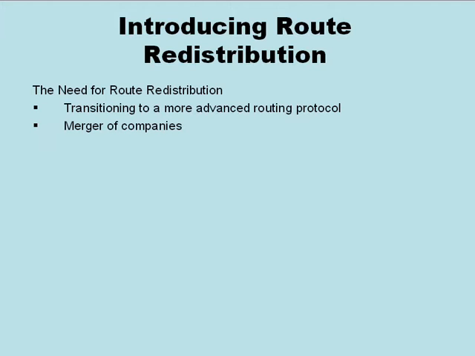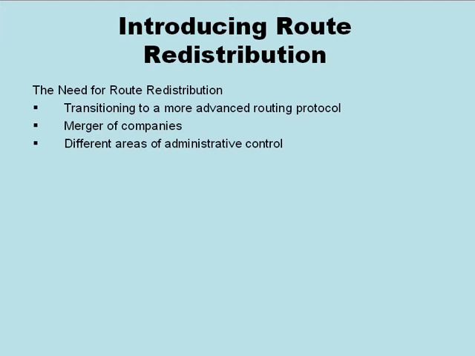And even without the merger of companies, sometimes within a company, different areas are under different administrative control, and one area might have a special need for a specific routing protocol. Well, we might need to have that routing protocol interoperate with a different area of administrative control within the company.